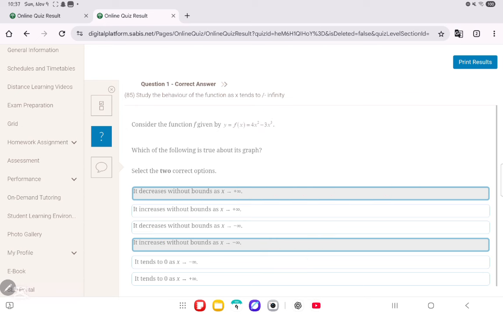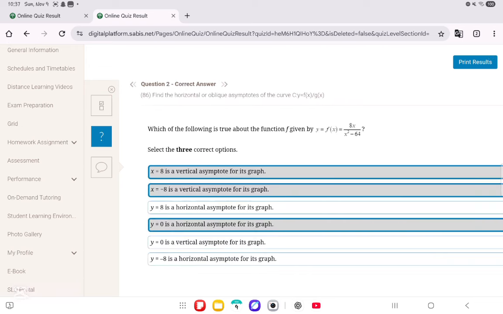So this is what it means. Decreases with bounds, minus infinity, increases with bounds, positive infinity. You substitute it in the highest exponent with the coefficient. We move on to question number 2.